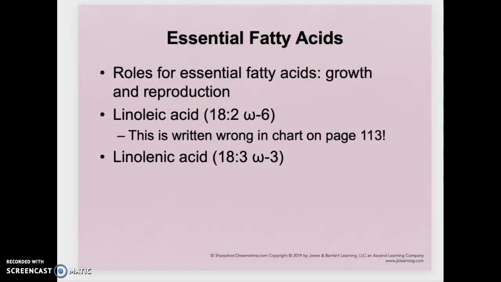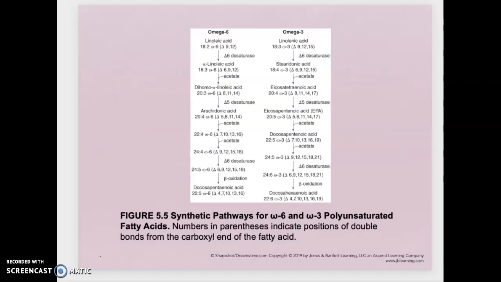Okay, so again with our essential fatty acids, linoleic and linolenic acid, this is where I've written that, so this is where it's wrong in your chart. But they're very important for growth and reproduction, essentially. So right here, we can see that we can create other fatty acids from our linoleic and our linolenic acid.